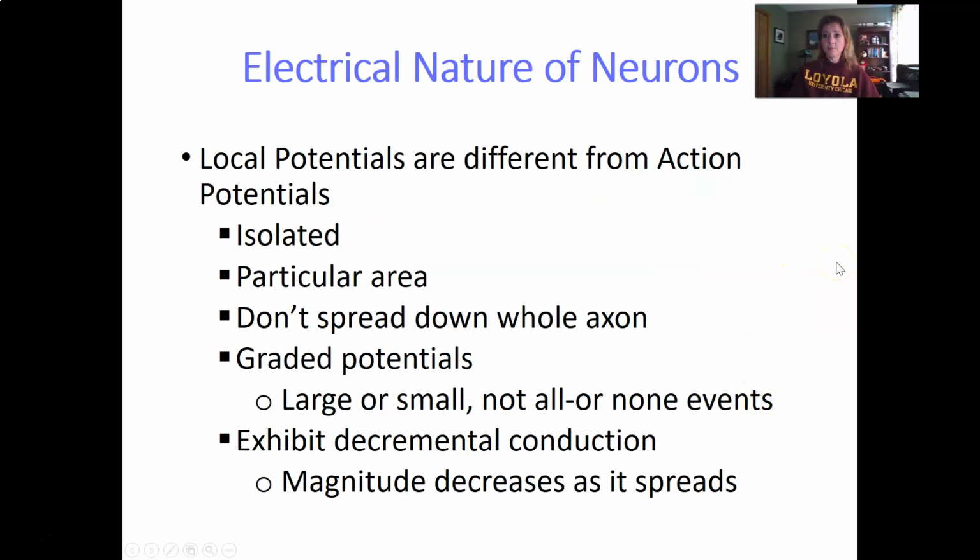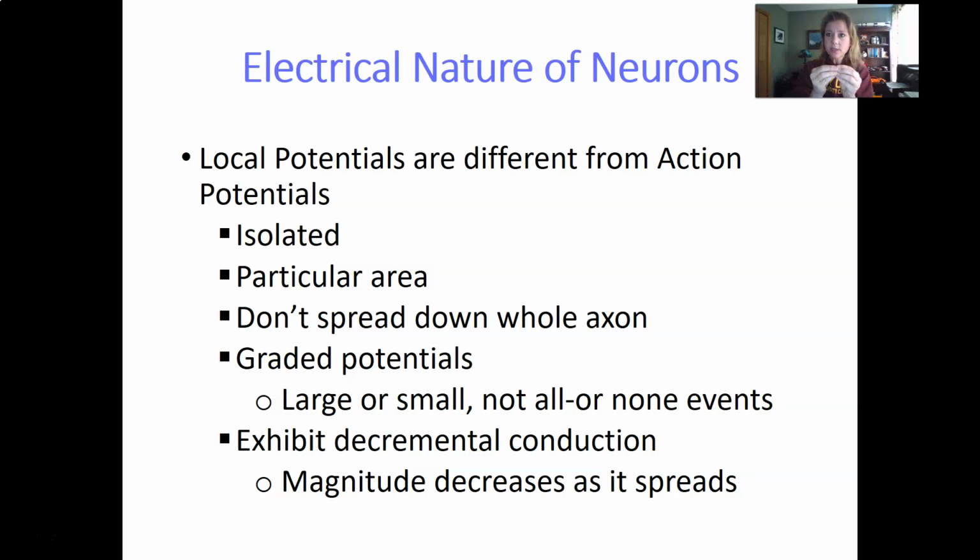Okay, so remember that what I was just talking about were local potentials, right? You're going to have local potentials that are happening all over the cell. We're only going to get an action potential that's going to be carried through the axon to another cell if the sum of all of these local potentials reaches a certain measurement called threshold, which we'll talk about in our next video. But local potentials are different from action potentials. Local potentials are little tiny ones that could add up to create an action potential.